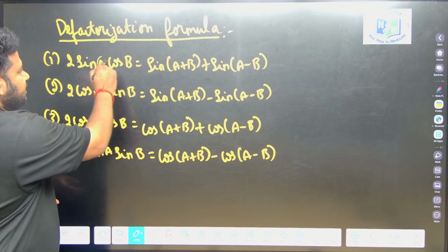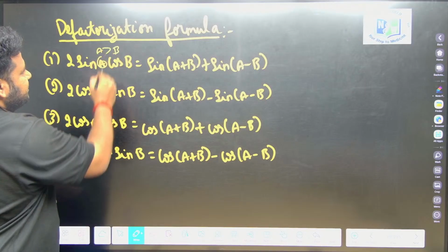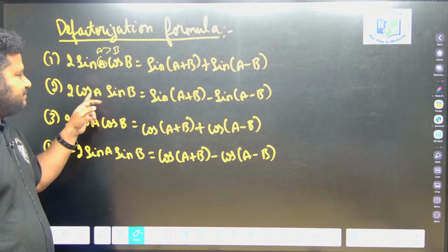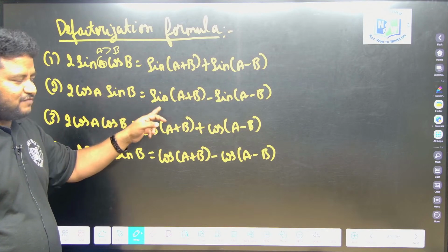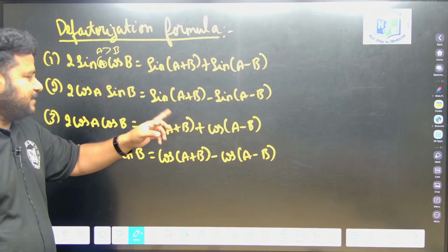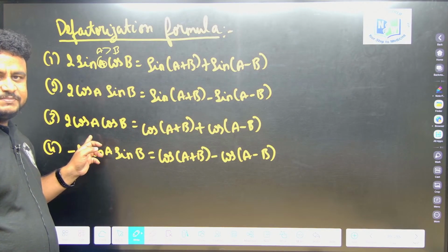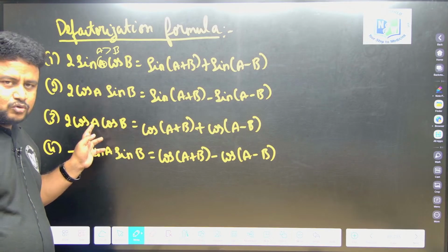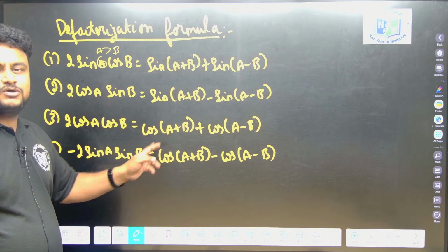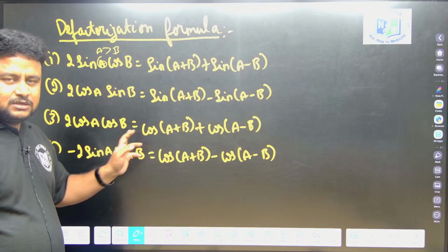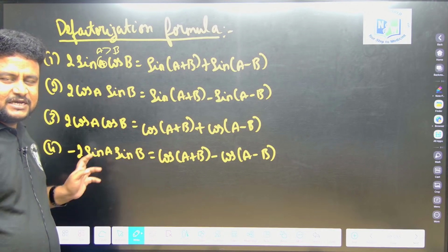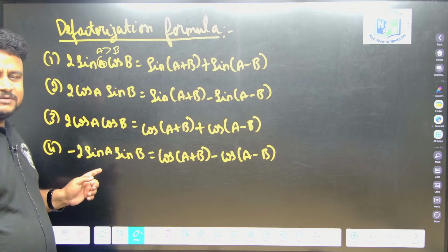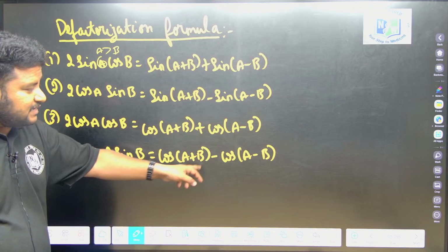If A and B are two angles and A is greater than B, sin A will come if it is A plus B; if minus, cos A will come. So 2 cos A sin B is equal to sin of A plus B minus sin of A minus B. 2 cos A cos B means cos of A plus B plus cos of A minus B. Cos will come together when there is a relation between cos only. Minus 2 sin A sin B is equal to cos of A plus B minus cos of A minus B.